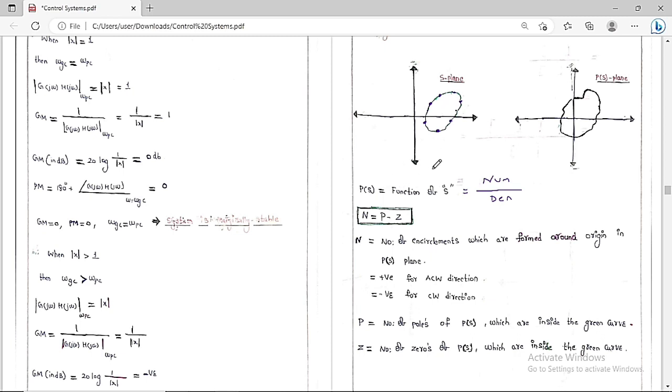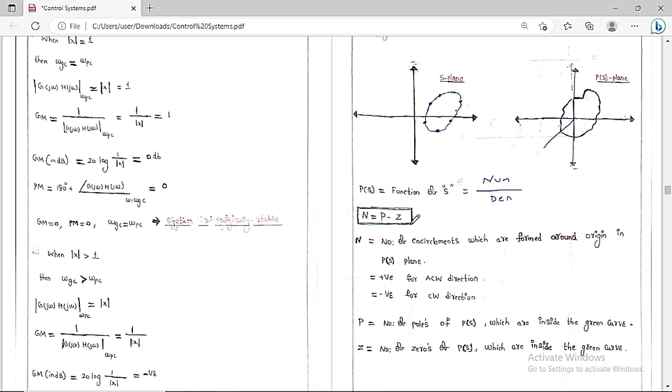Then if you plot all these points in P of S, you are going to get a curve like this. We need to figure out how many times it is going to encircle the origin, and we can do that with the help of N. N is equal to P minus Z, where N is the number of encirclements formed around the origin in the P of S plane. This is positive for the anti-clockwise direction and negative for the clockwise direction.